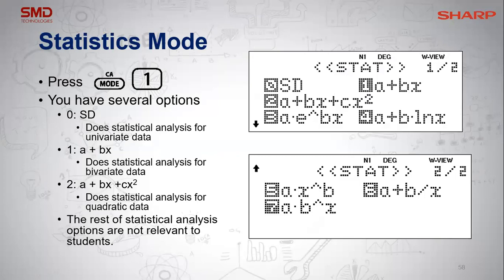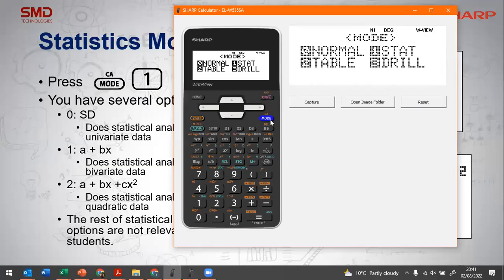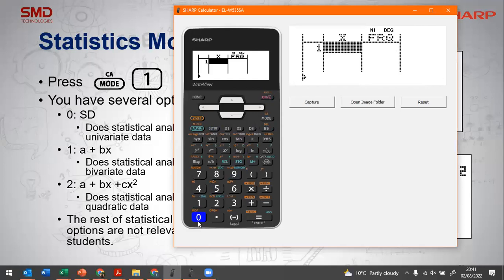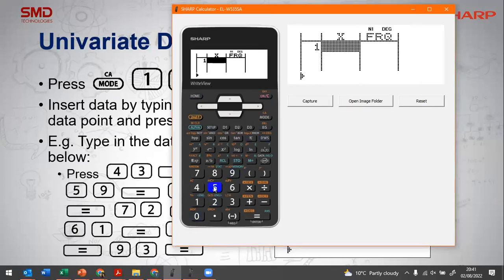Amazing, fantastic. So stats mode. Let me just share both screens so you can see the example that comes up. So to get to stats, we're going to press mode and 1 for stats, and then we're going to work with 0, which is SD, single data. It doesn't stand for standard deviation or any of that other. I am just actually going to make up my own example here quickly.